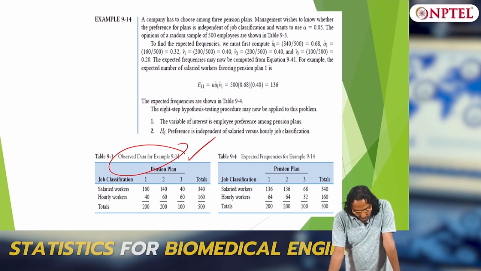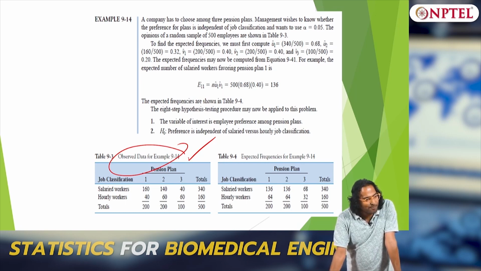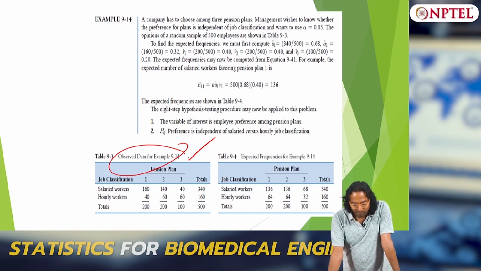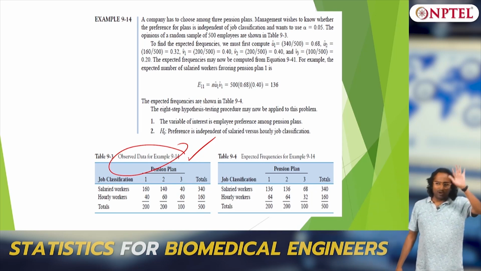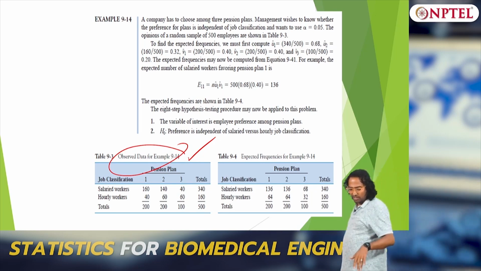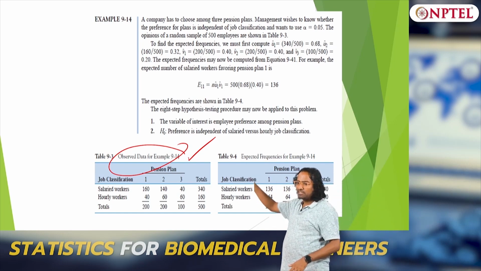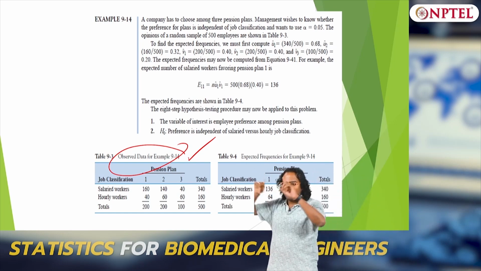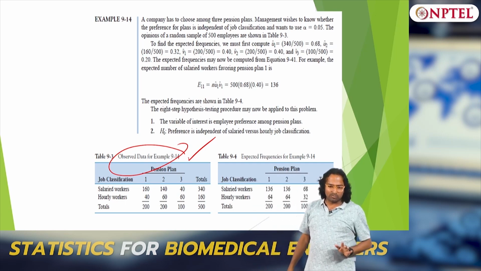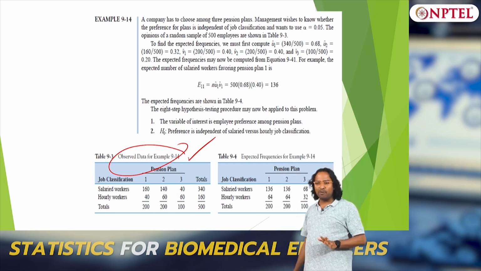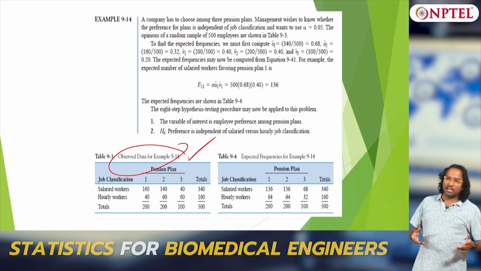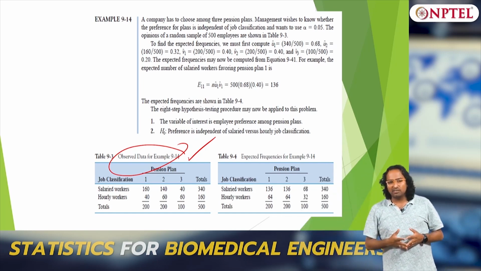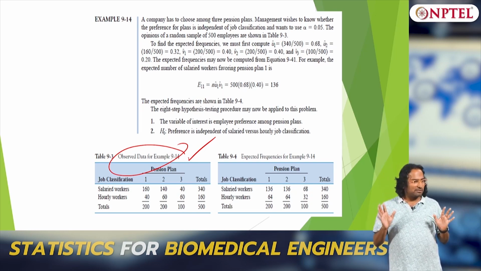Now I want to verify whether they are independent or dependent. That is the question, right? The data is given to you: for one variable there are R levels, for the other variable there are C levels, it is an R cross C table. With this table I want to know whether these two variables, the pension plan and job classification, are independent or dependent. That is what I want.